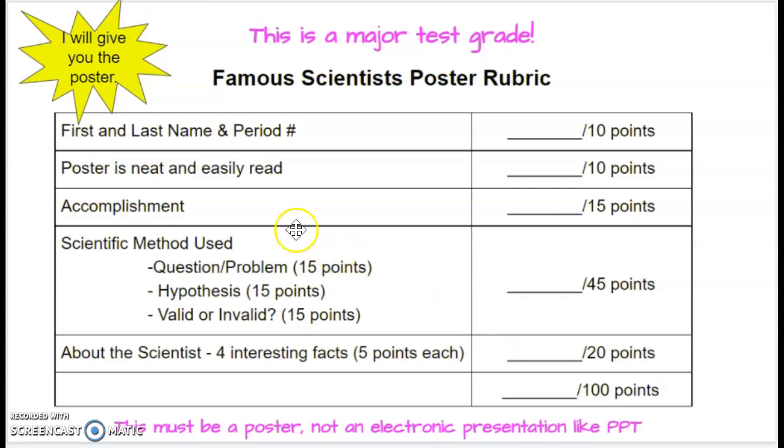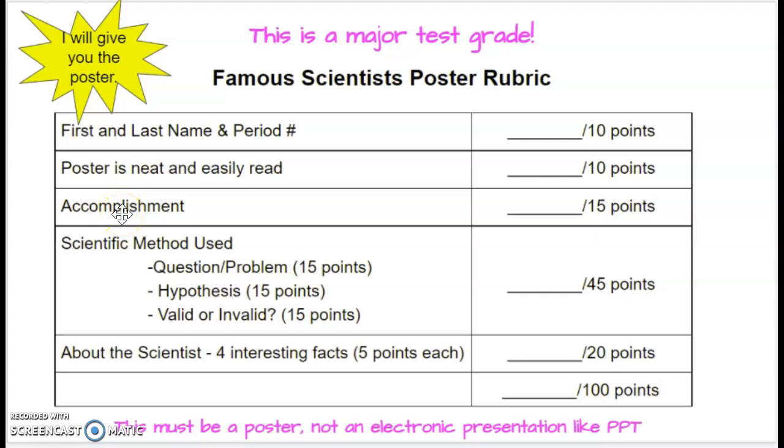So the first thing is your first and last name and period number on the back of your poster. Everybody in your group needs to have their first, last name, period number. That is 10 points. The poster is neat and easily read, 10 points. If it looks like you took 5 minutes on it, that's not going to be good for your grade. You need to try your best, be nice and neat and purposeful when drawing and writing on your poster.